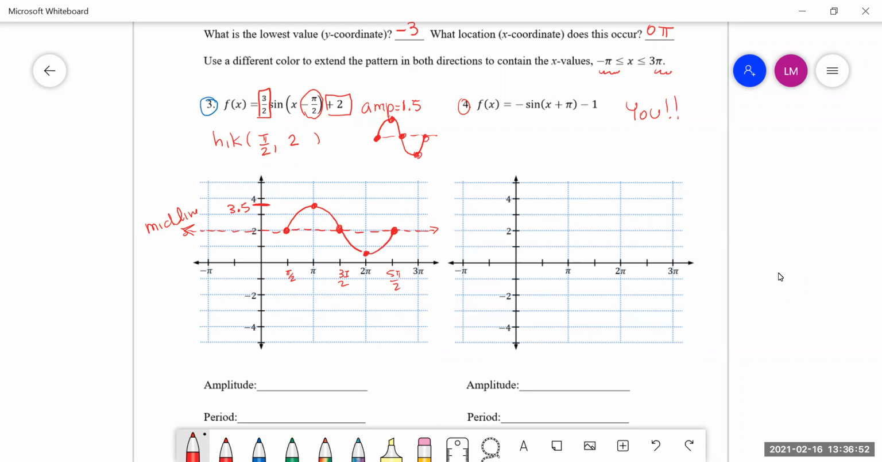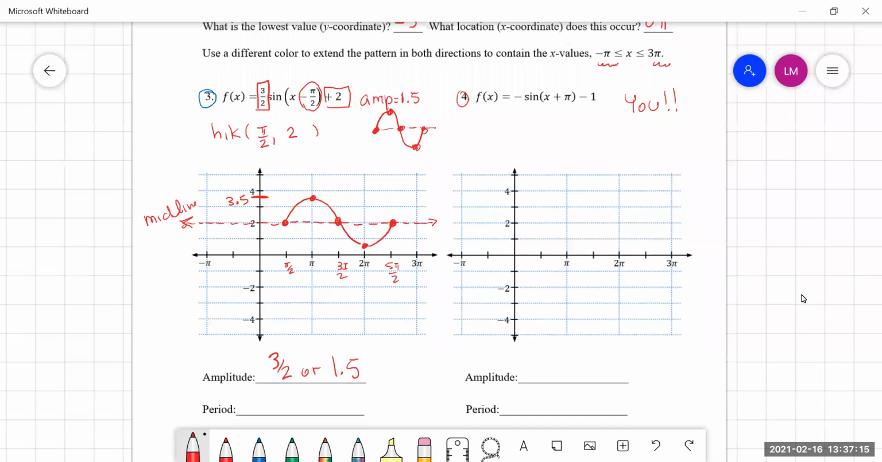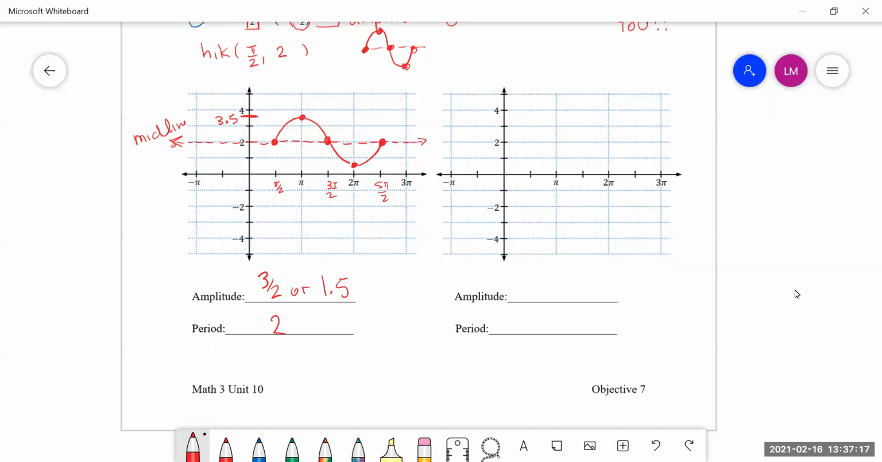So I have one period of the function, and one period of the function is always 2 pi. So what is the amplitude? 3.5, or you can say 1.5. It depends on how your teacher wants it, one way or another. What's the period of the function? Well, I showed all my 4 quadrants, and that means it's 2 pi. Let me put it right here, 2 pi.